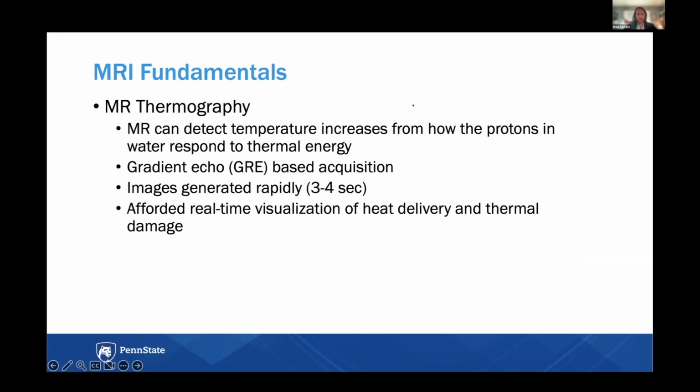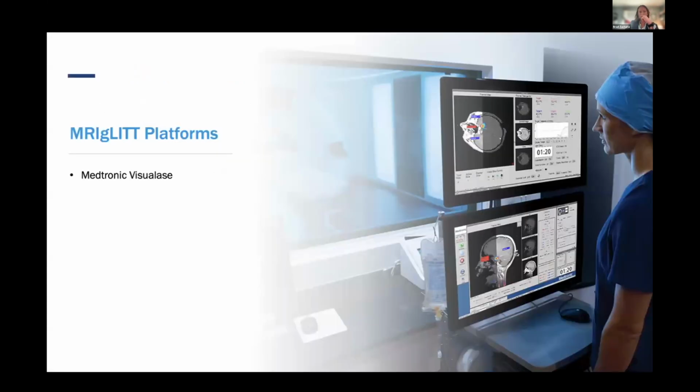One of the main advances was MR thermography. This utilizes MRI technology to detect temperature increases from how the protons respond to water and thermal energy. It's a gradient echo based acquisition. Images are generated rapidly, typically every 3 to 4 seconds, and it provides real-time visualization of the heat delivery and thermal damage during the procedure. This has really been one of the main advances.